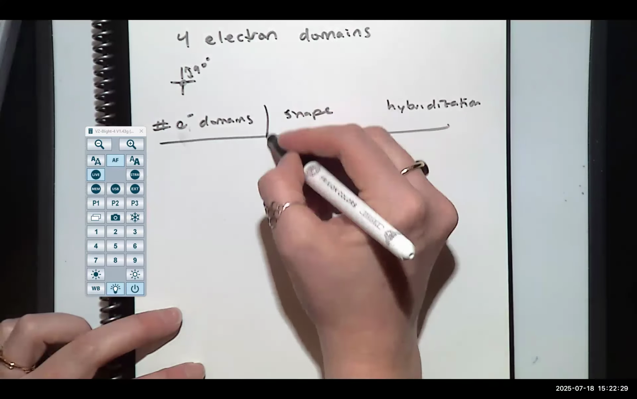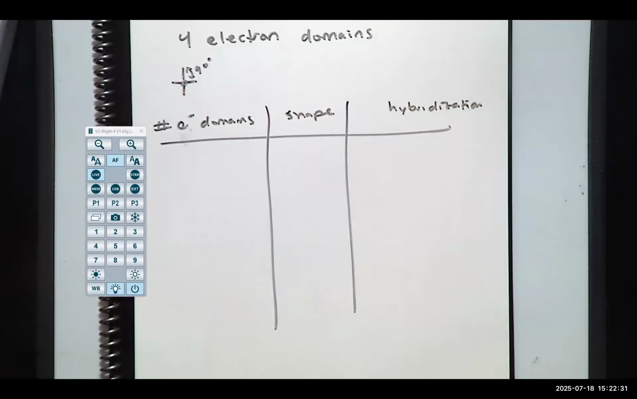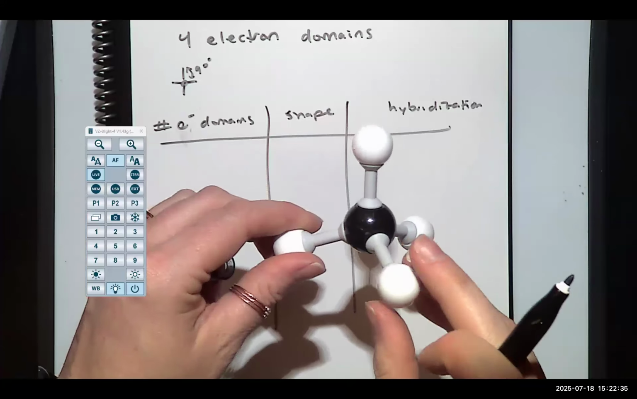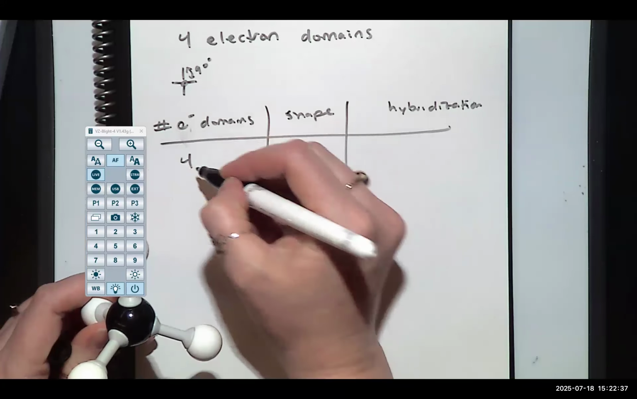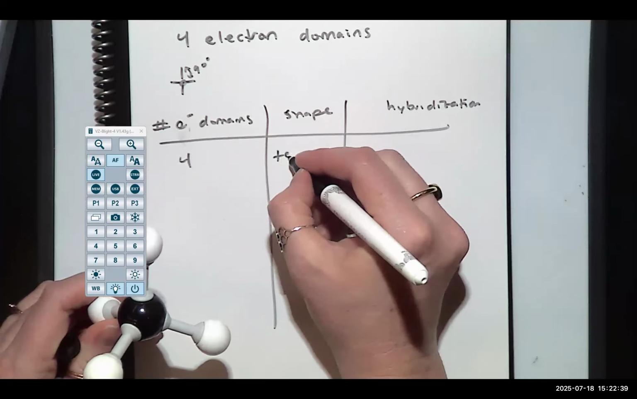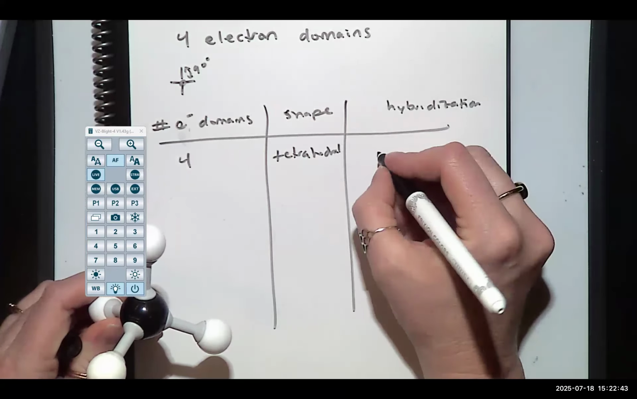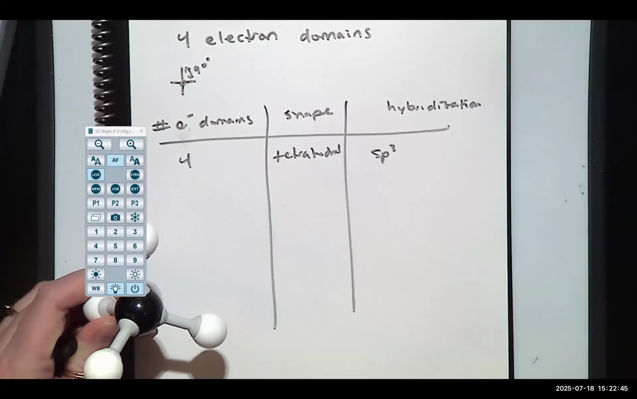Okay, so the one I just drew for you has 4 electron domains: one, two, three, four electron domains. Its shape is tetrahedral, and its hybridization is sp3 hybridized.